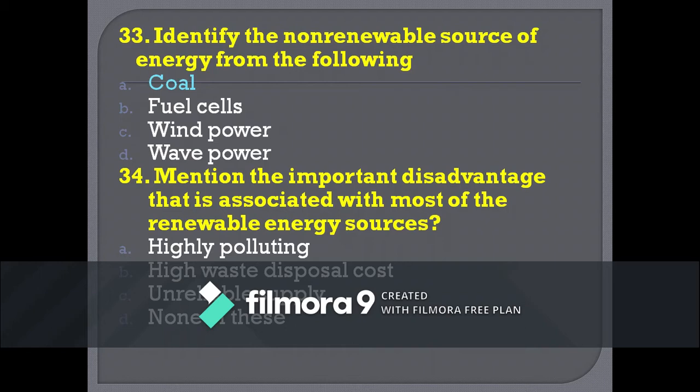Question number 34. Mention the important disadvantages that are associated with most of the renewable energy sources. So most of the renewable energy sources have one problem, that is unreliable supply. Supply is not reliable. So that is how, for example, a solar system cannot work all the time. When it is cloudy and when it is a rainy atmosphere, solar cells cannot function.